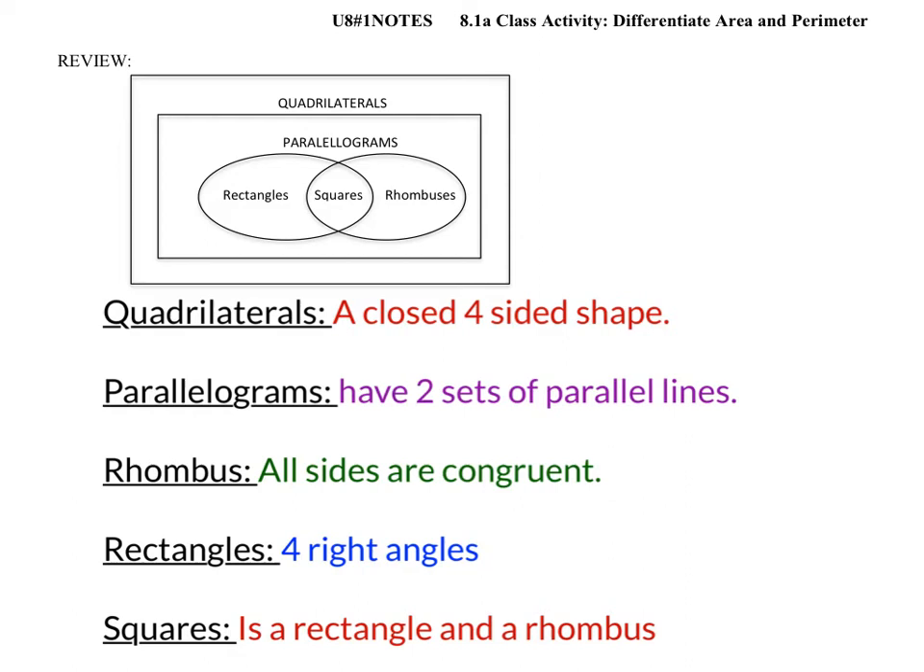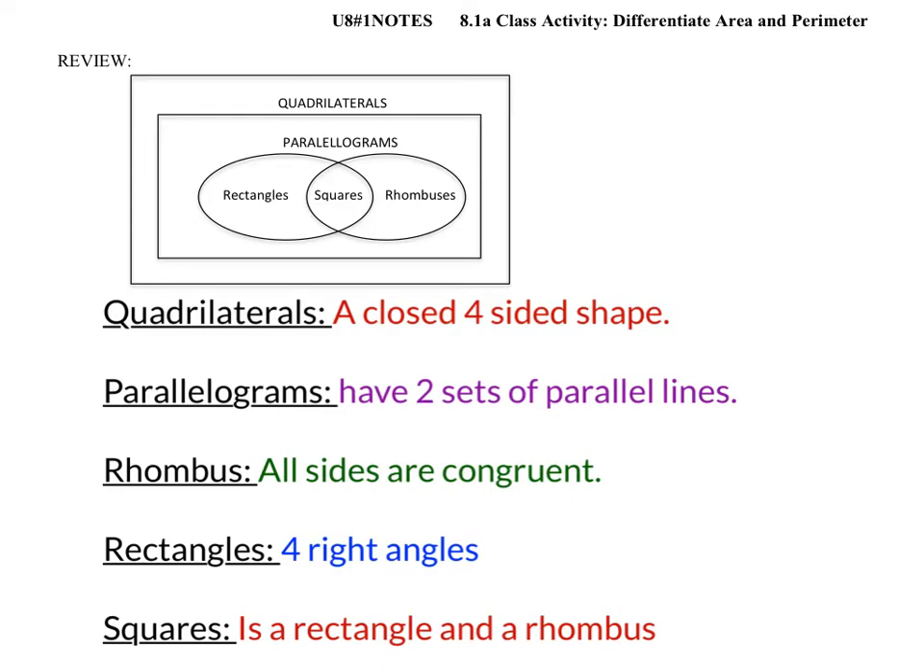Alright, so the objective for this lesson is for you guys to know the difference between area and perimeter. We have talked a little bit about it, but we're going to write sentences about it today, which is going to be extremely fun. For those of you who like to write sentences in math. Not that there's very many of those.